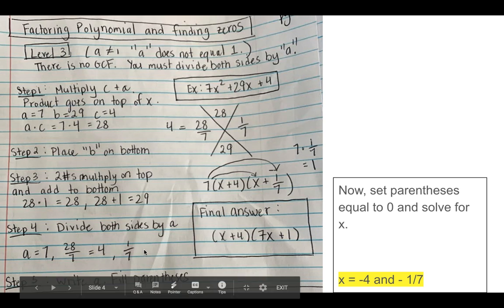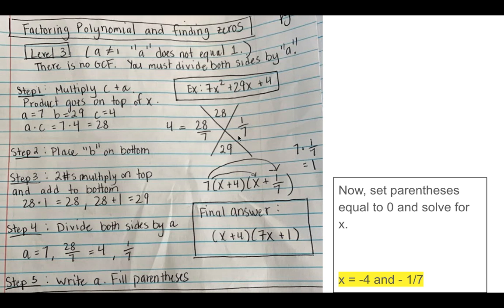This is kind of like the only part where things might get a little bit different. You have to remember that in this case, A was 7, A was not 1, and in that case we had to divide both of these numbers by 7. So 28 divided by 7 comes out evenly to 4. 1 over 7, we're going to leave as a fraction. Go ahead and just set it up.